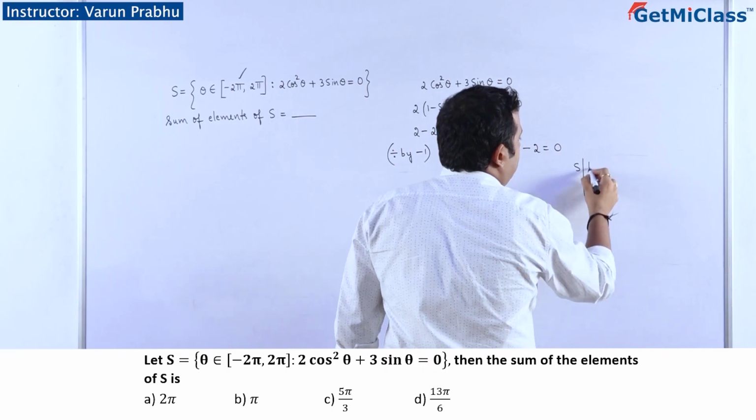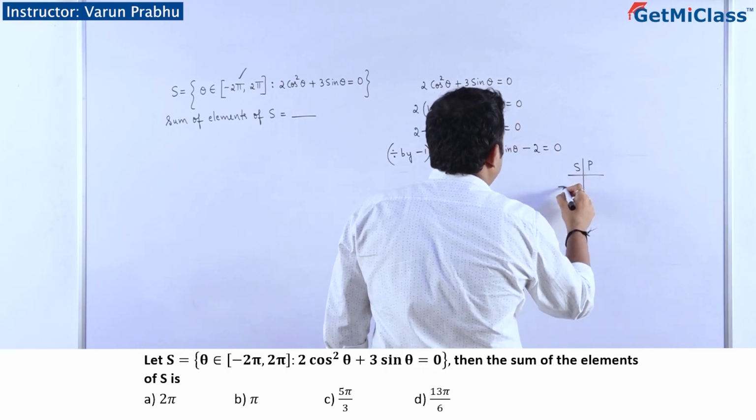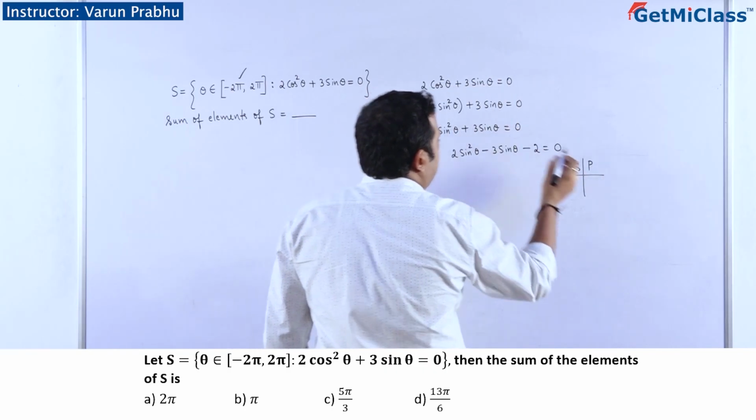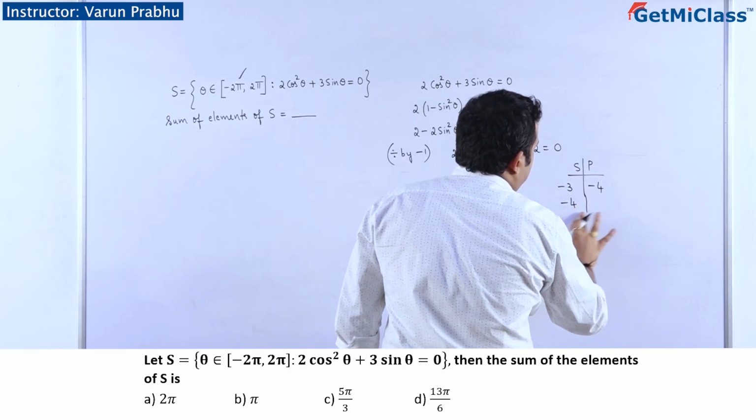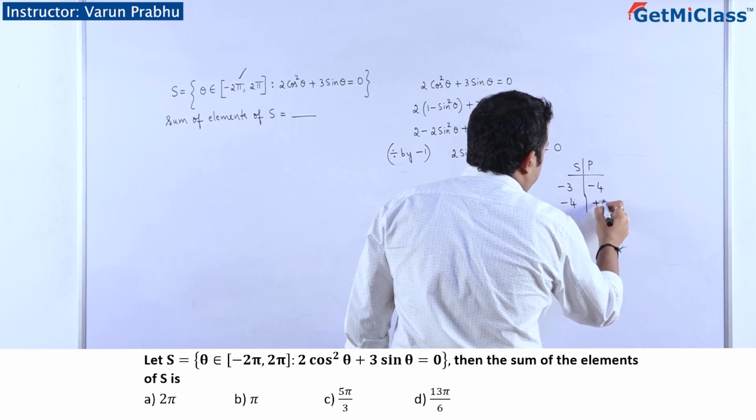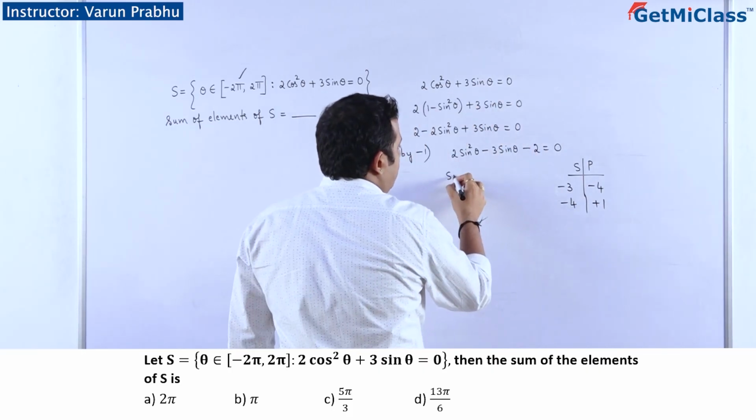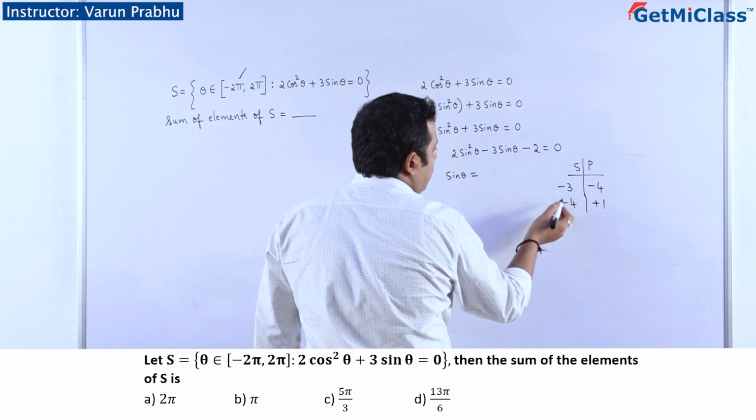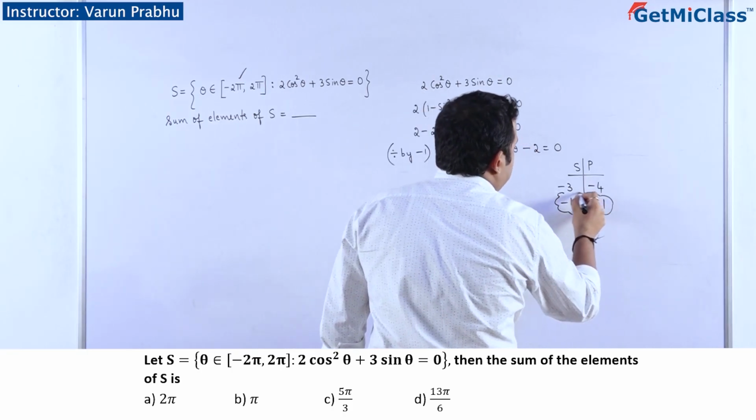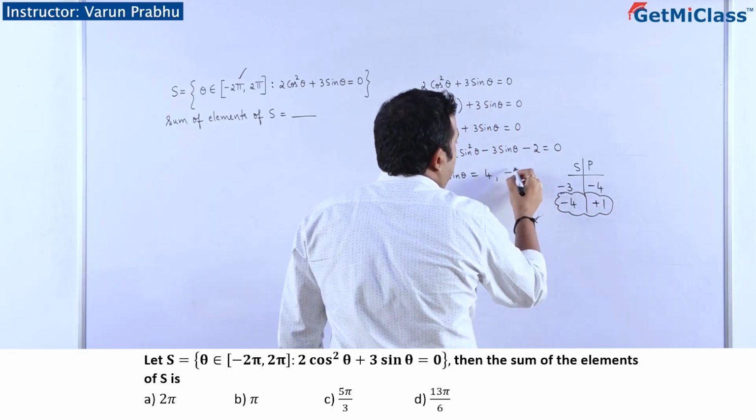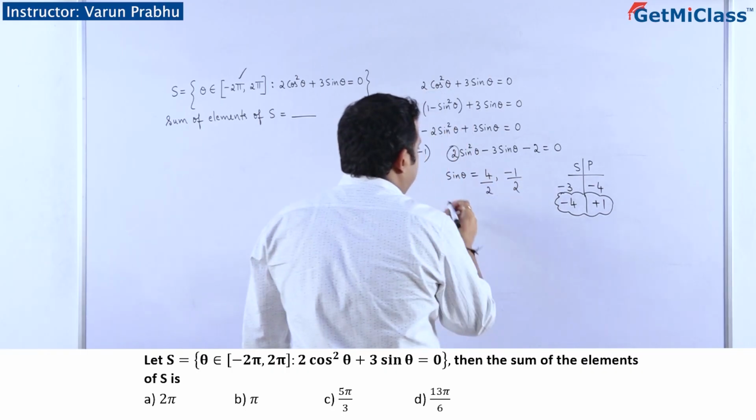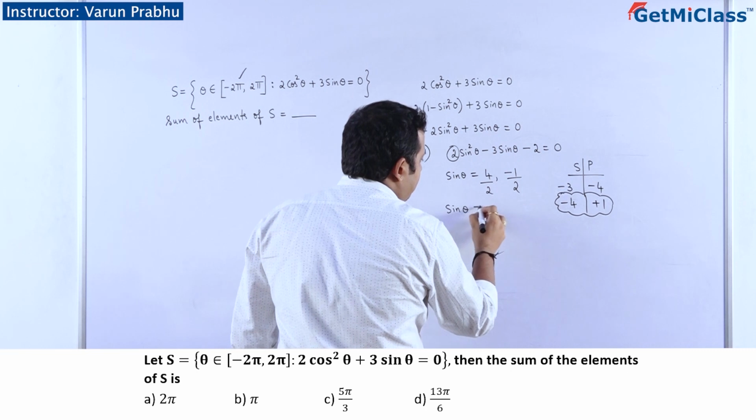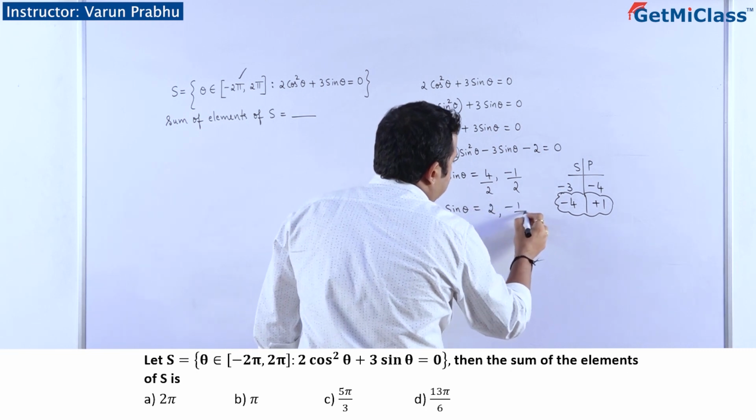So we know the shortcut method for solving a quadratic equation: sum is minus 3 and product will be minus 4. Which is nothing but minus 4 and plus 1, correct or not? Minus 4 and plus 1. So your value for sin theta will be obtained by inverting the sign of the factors and dividing by the coefficient of the highest degree term, divide by 2. So sin theta will be equal to 2 and minus half.